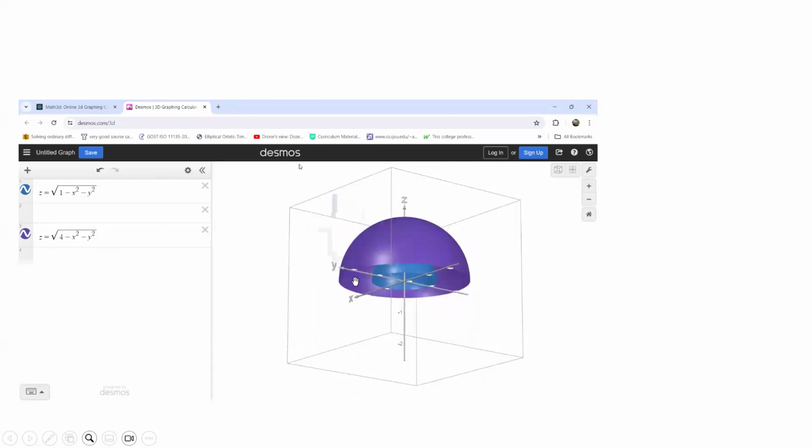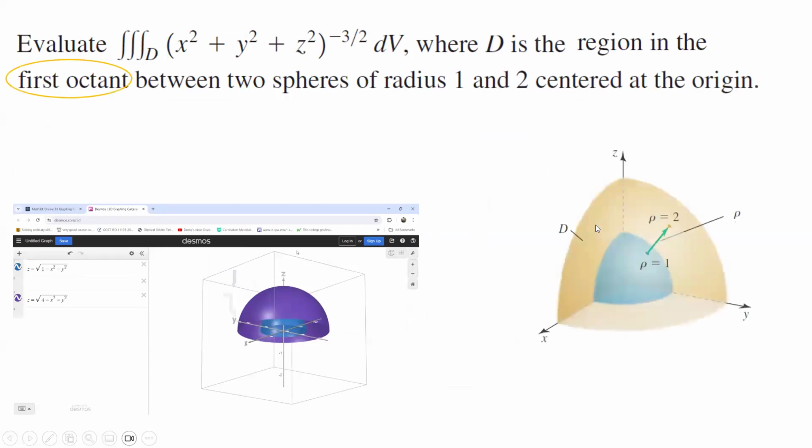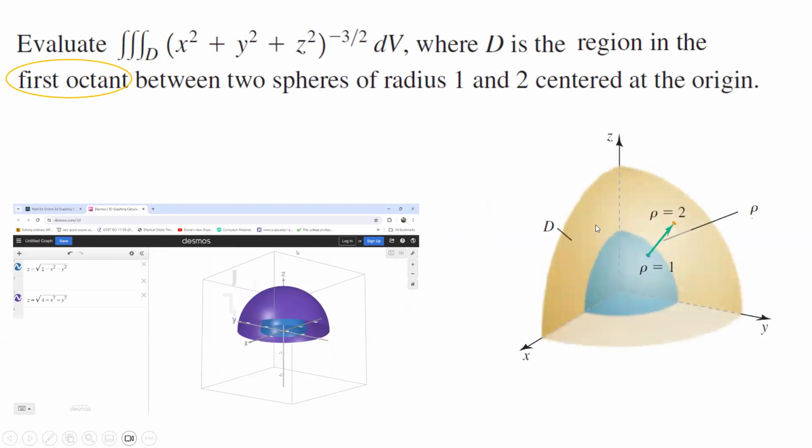We basically want to take a look at the object between these two spheres. But again, remember that here you have the first octant. It means that everything is positive. X is positive, Y is positive, Z is positive. So you're basically looking at this object bounded between these two spheres in the first octant. X is positive, Y is positive, Z is positive.